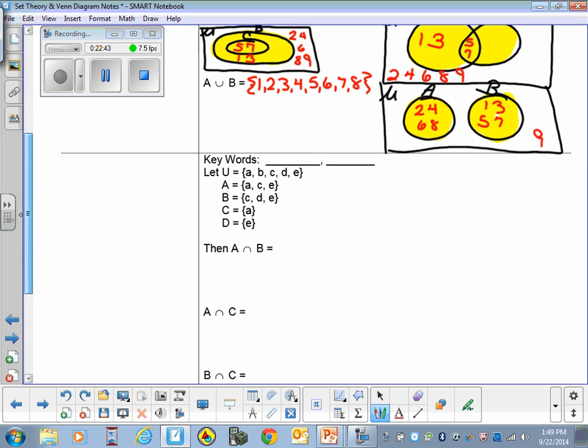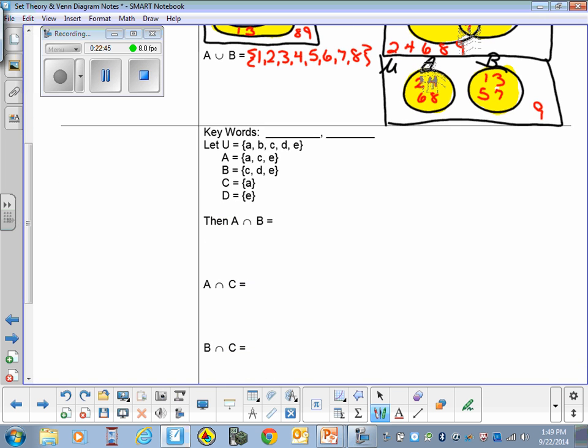Alrighty, for intersection, let's get away from numbers and do some letters. So how do I draw Venn diagrams using intersection? The key word here is and. No idea why I put a second blank. It's a typo. So this was disjunction for or, and graphed like this.